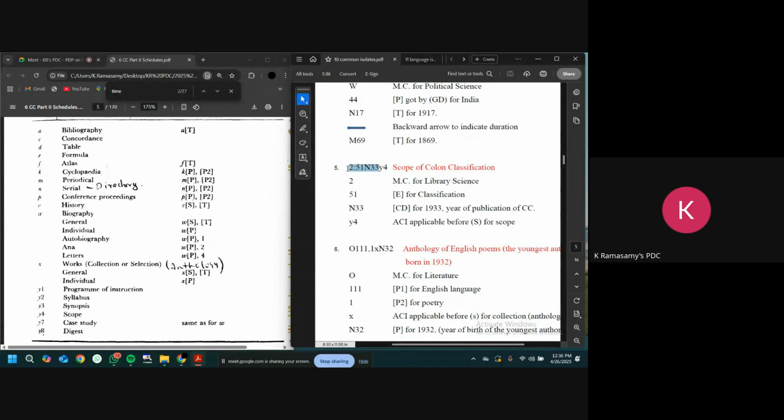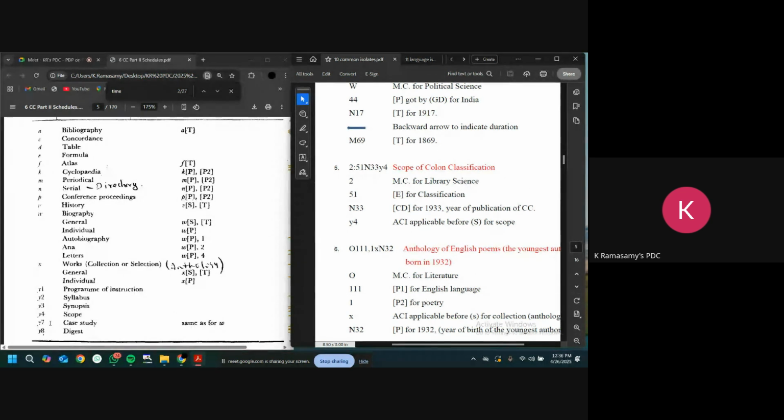2:51N33. This is a number for colon classification. 2 is the main class, 51 is the classification, and N33 is the year of the first edition of colon classification, using the chronological device we advise. Now the book says scope of colon classification.